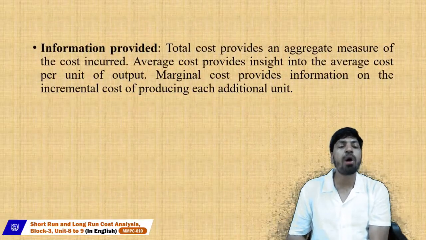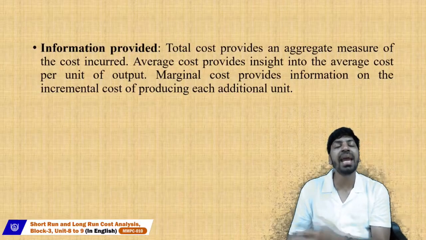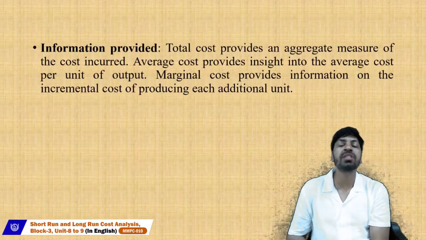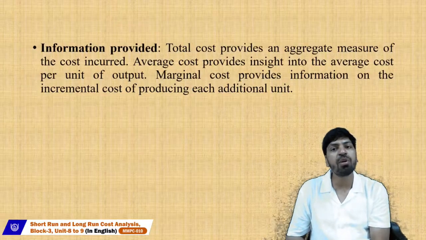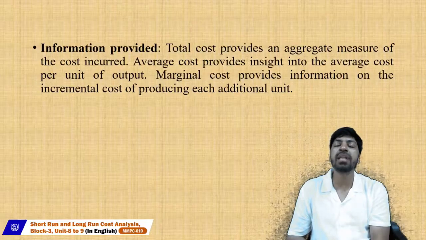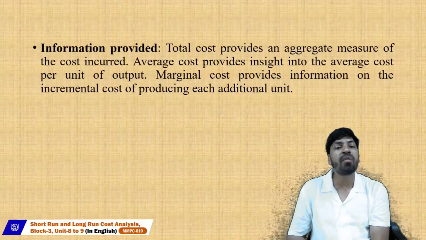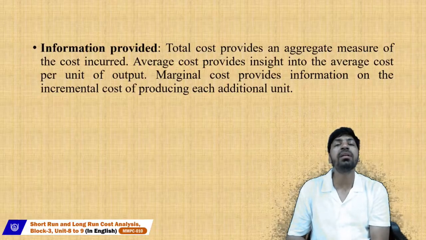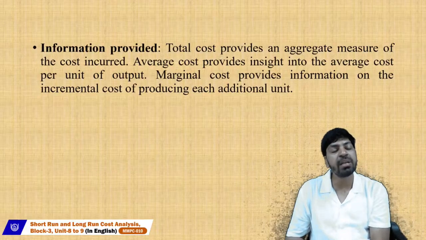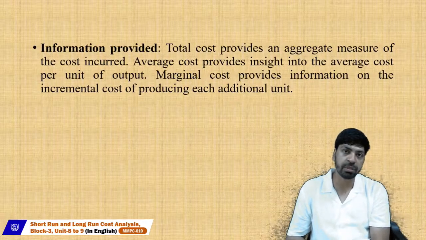On the basis of information provided, total cost provides an aggregate measurement of the cost incurred. Average cost provides deep insight into the average cost, that means the cost per unit of output. Marginal cost provides information on the additional cost of producing each additional unit of output.